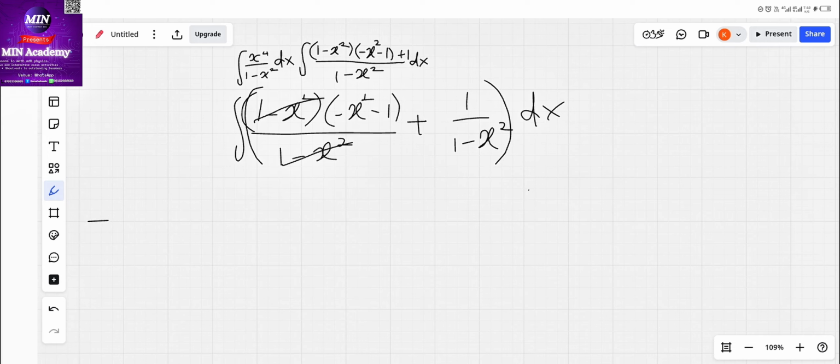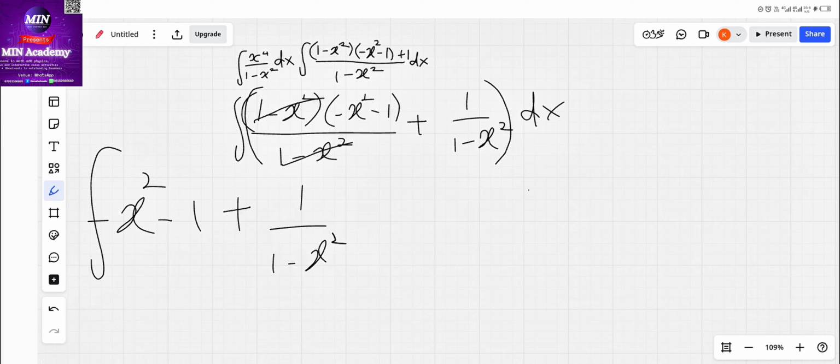Now we are left with the integral of minus x squared minus 1, plus 1 over 1 minus x squared dx. The very first two terms are easy to solve now, because we know the integral of minus x squared and the integral of minus 1. So let's integrate those two first before we proceed to integrate 1 over 1 minus x squared.